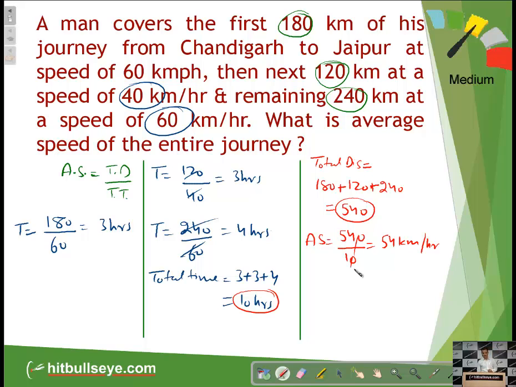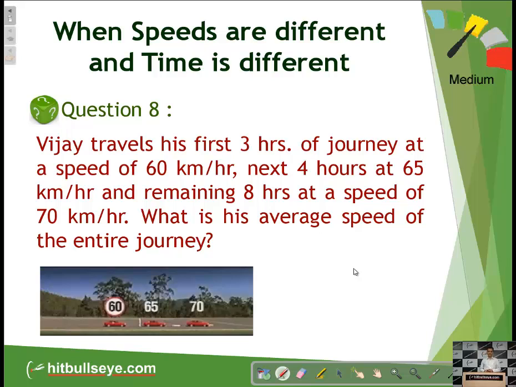Now move to the next question. I think that this question is clear. Average speed, what we have to do? Just read the question, see what is given and then apply basic formula. Speed equal to distance by time, time equal to distance by speed, and average speed is equal to total distance by total time. Now next question is, when speeds are different, time is different. Just go through the question, students.